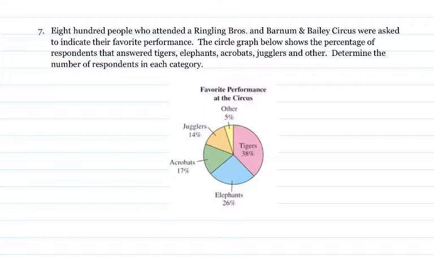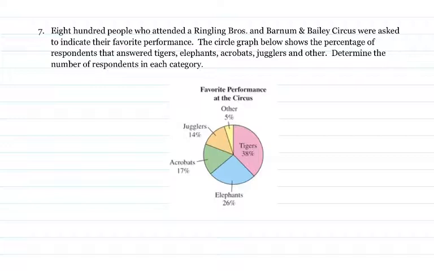But in this example, we have 800 people who attended a Ringling Brothers and Barnum and Bailey circus who were asked to indicate their favorite performance. The circle graph below shows the percentage of respondents that answered tigers, elephants, acrobats, jugglers, and other. Pie charts often have other to account for getting up to 100%. Determine the number of respondents in each category.